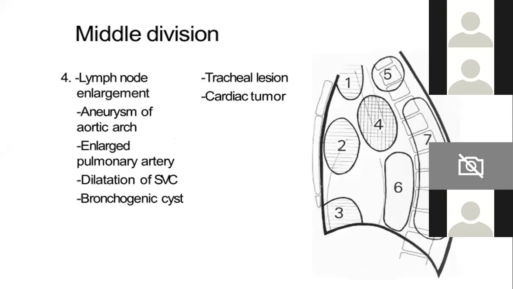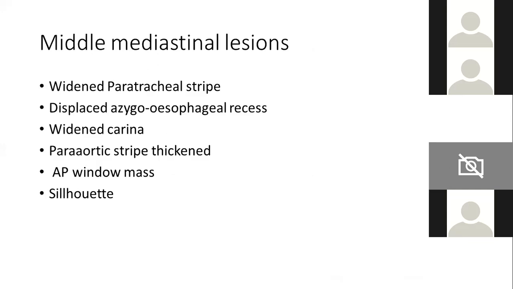So again, common causes in the middle division based on its location are given in Sutton. Please have a look at your textbooks. The middle mediastinal lesions, how to identify: widened paratracheal stripe, displaced azygoesophageal recess, widened carina, para-aortic stripe thickening, AP window masses, and again the silhouette sign, which will tell you that it's not in the anterior and the posterior mediastinum, right?